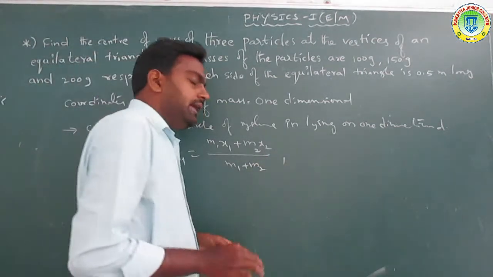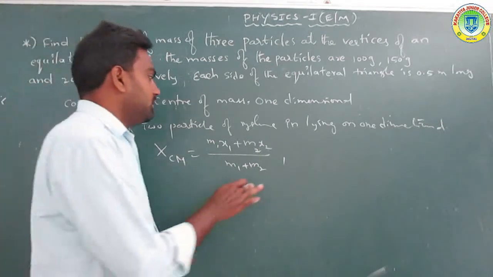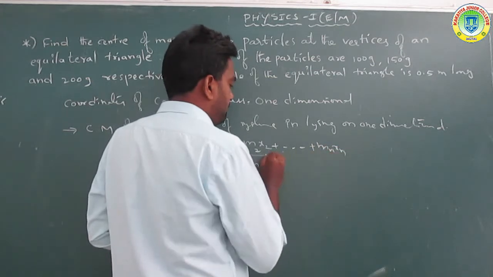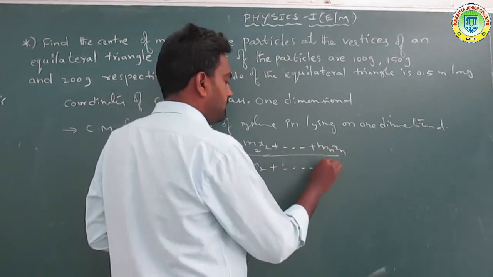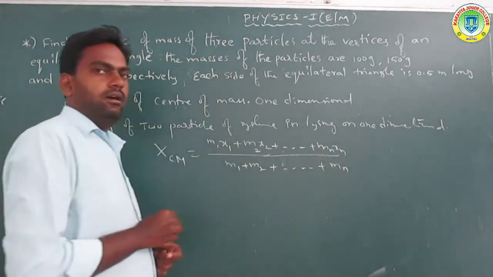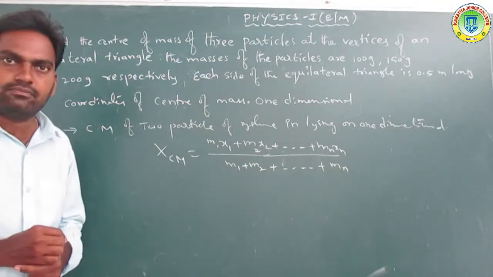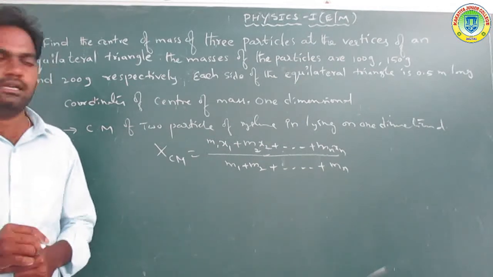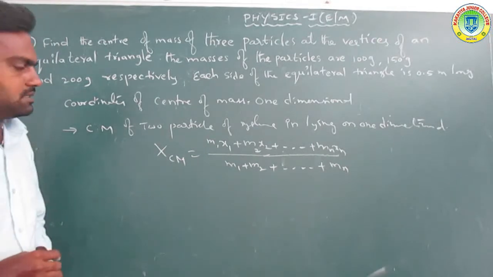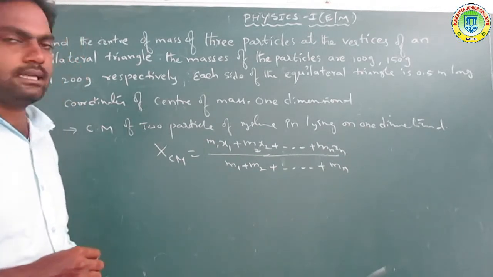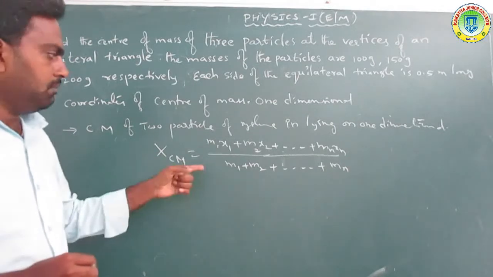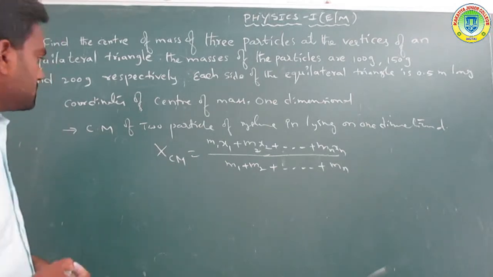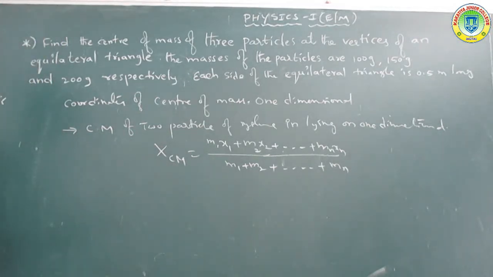Now we can write it for n particles. For n particles of a system in one dimension, or one axis, we can write x cm equals m1 x1 plus m2 x2 plus etc., plus mn xn, by m1 plus m2 plus etc., plus mn. Got it?